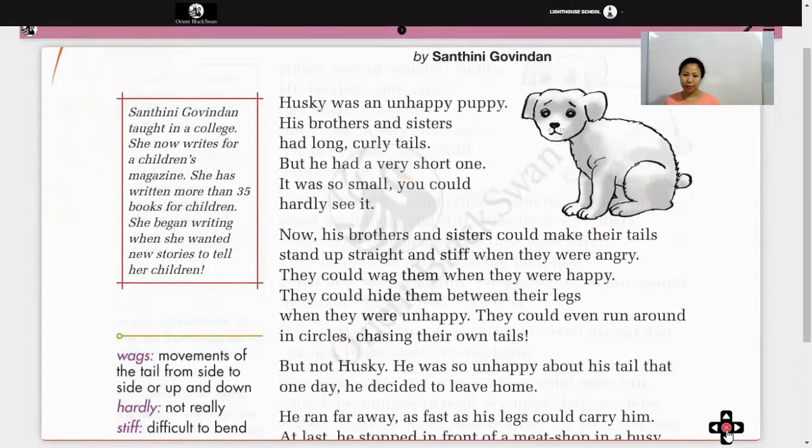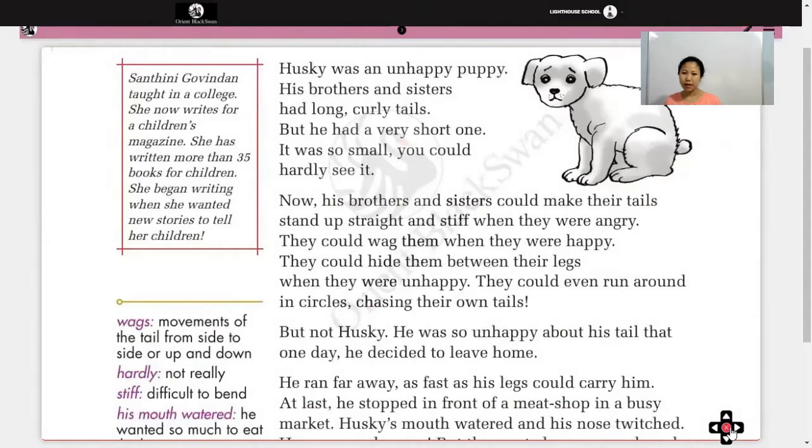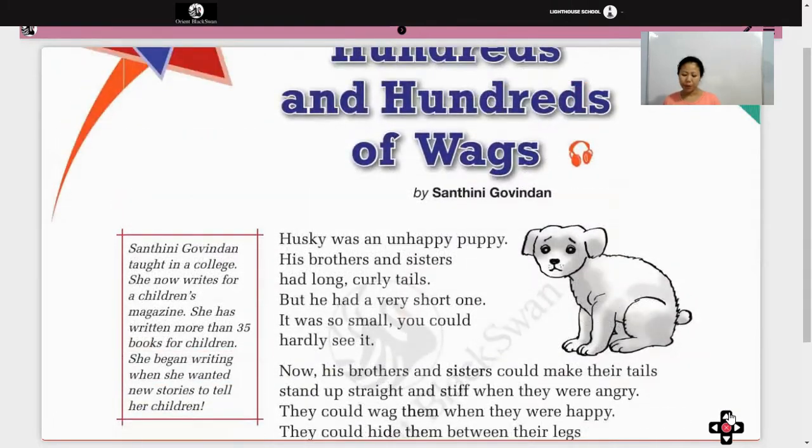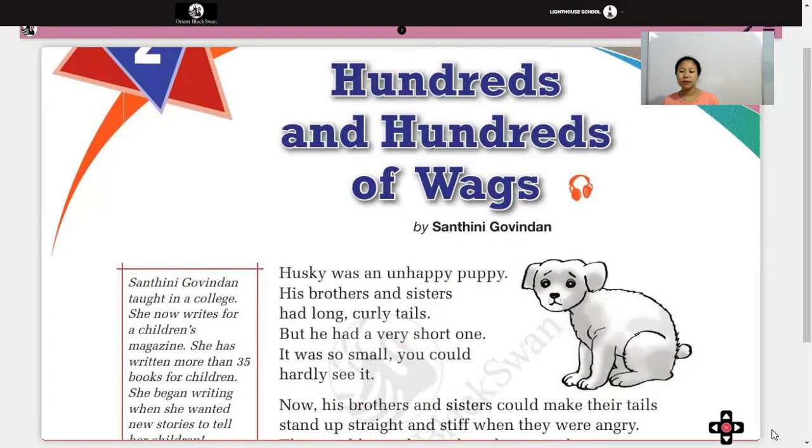Husky was an unhappy puppy. His brothers and sisters had long curly tails, but he had a very short one. It was so small you could hardly see it. Here, what we learn is that the name of the little puppy was Husky. He was an unhappy puppy. Why? Because he had a very short tail and it was also a very small one.